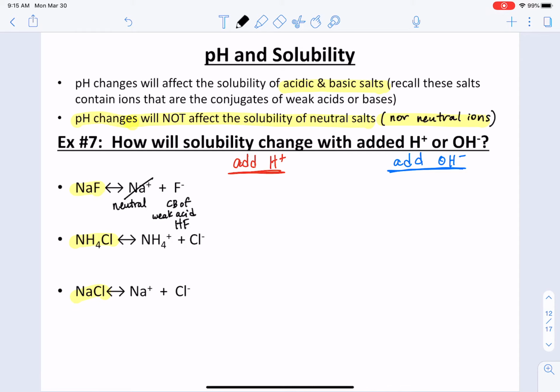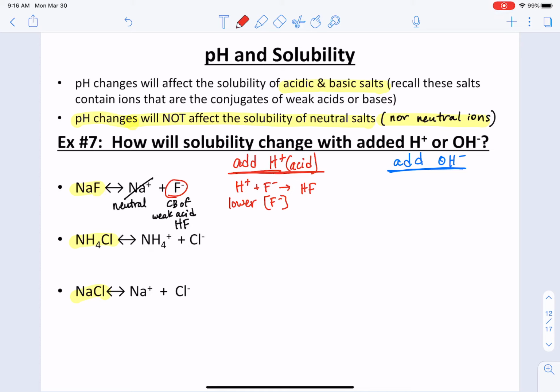So now we're going to talk about what would happen if I added hydrogen ions to this solution. So this is going to be what would happen if I added a strong acid. So acids are going to react with things that are bases. So obviously the sodium ions do nothing, but it's going to react with fluoride. So what would happen is H+ and fluoride would form HF. So what that would do is it would lower the fluoride concentration.